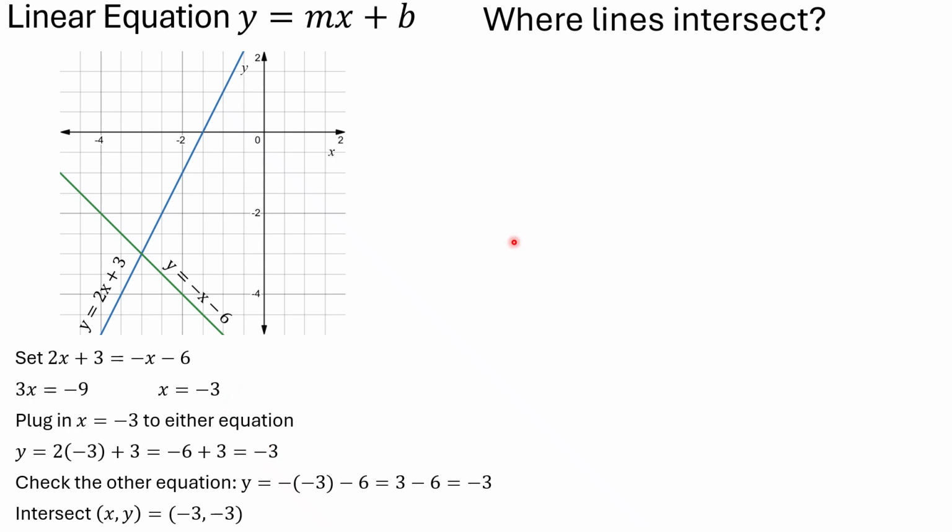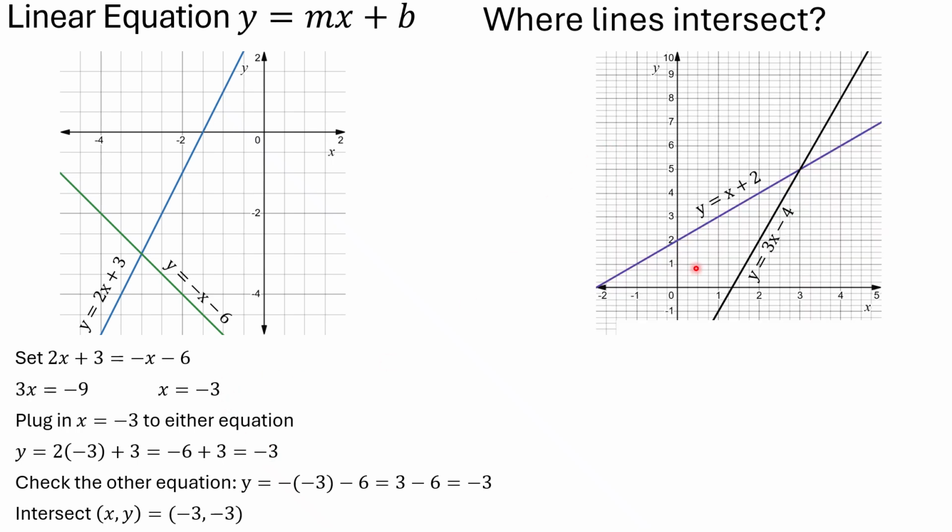All right, let's check another problem. So I have y equals x plus 2 and y equals 3x minus 4. So I'll match the y values again, or equate them. I got x plus 2 is equal to 3x minus 4, and I solve for x. So I can subtract x on both sides, and I can add 4 on both sides. So 4 plus 2 is 6. 3x minus x is 2x. And now I can just divide by 2 on both sides, get x equals 3.